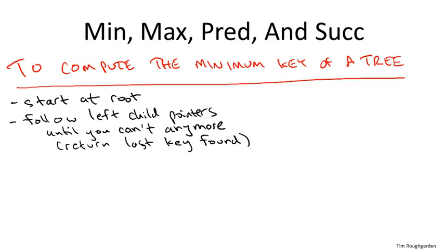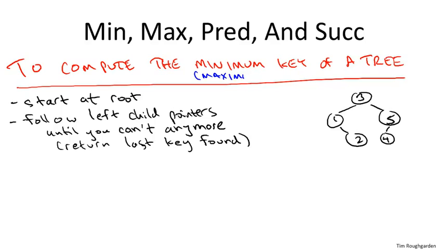For example, in our running search tree, you'll notice that if we just keep following left child pointers, we'll start at the 3, we'll go to the 1, we'll try to go left from the 1, we'll hit a null pointer, and we return 1. And 1 is indeed the minimum key in this tree. Now, given that we've gone over how to compute the minimum, no prizes to guess how we compute the maximum.